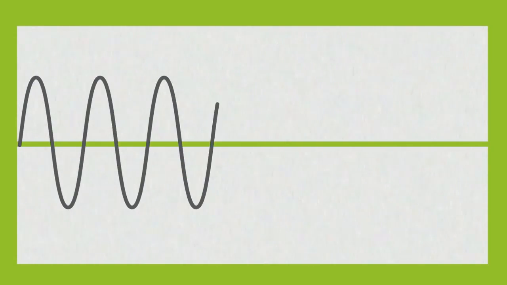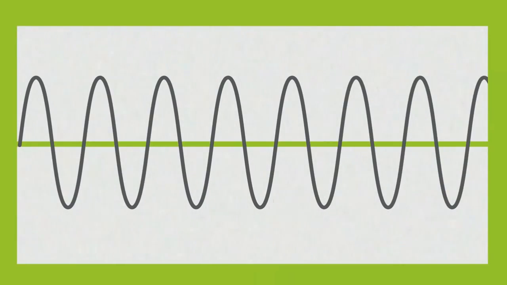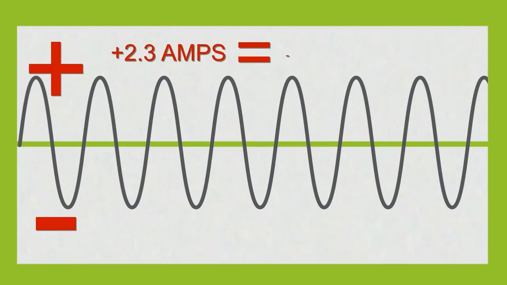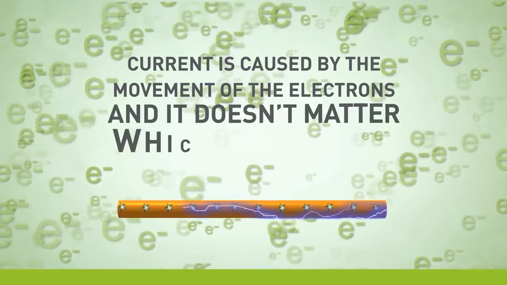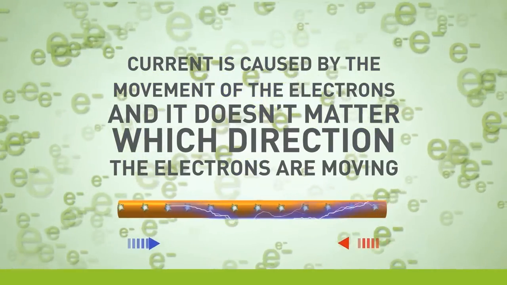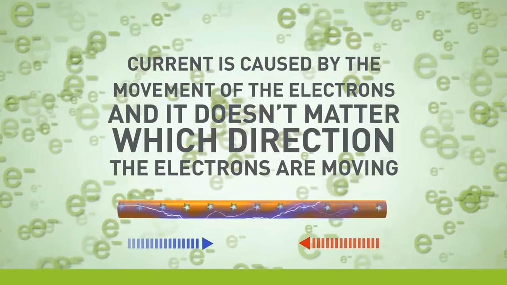Another method of measuring current is to use a digital oscilloscope. Many charts will show positive and negative numbers to reflect the direction of the current. Remember, plus 2.3 amps provides the same current strength as minus 2.3 amps. Let me repeat this critical statement. Current is caused by the movement of the electrons, and it doesn't matter which directions the electrons are moving.